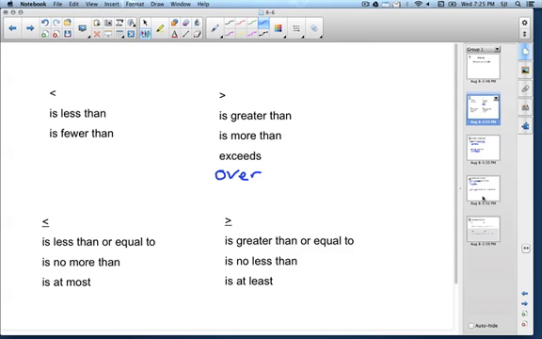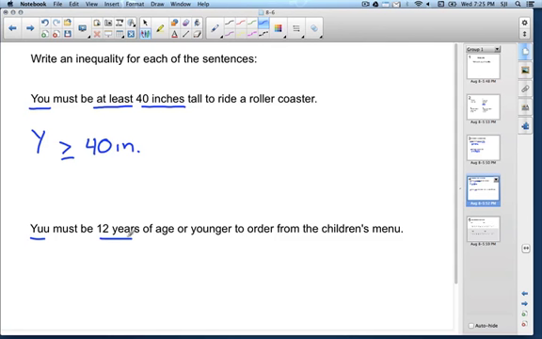I don't see any of them, but let's think about this. You must be 12 years of age or younger to order from the children's menu. Can you be 12 years? Yes, you can be 12 years, but you have to be 12 years or younger.